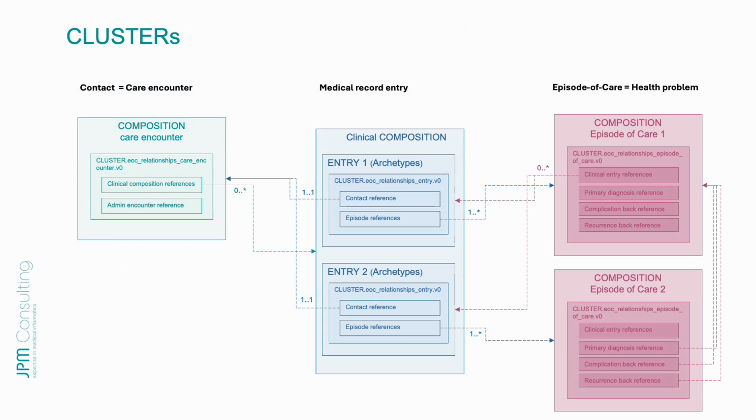Here you can see the same approach with clusters shown graphically. For each template, we add a dedicated relationship cluster in a consistent place, either at composition level for the contact and episodes of care, or at entry level for the medical record entries. The links are also bidirectional. That means you can navigate from an entry to a relevant episode or contact, and equally from an episode or contact back to the associated entries, without having to reconstruct the relationships afterwards.